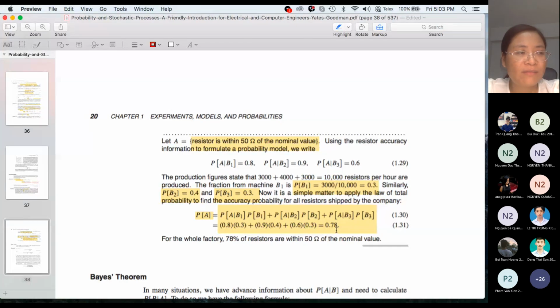When we mix all the resistors together and we choose one product at random, the probability of nominal value within 50 ohm equals 0.78. This is for the whole factory. It means that 78% of resistors are within 50 ohm of nominal value for the whole factory. Okay, because the machines are different. However, we put them together here as the whole factory.